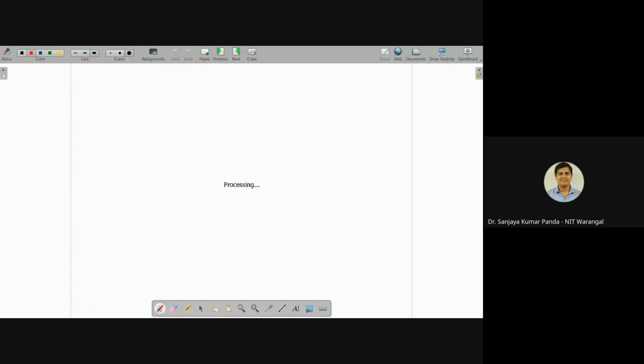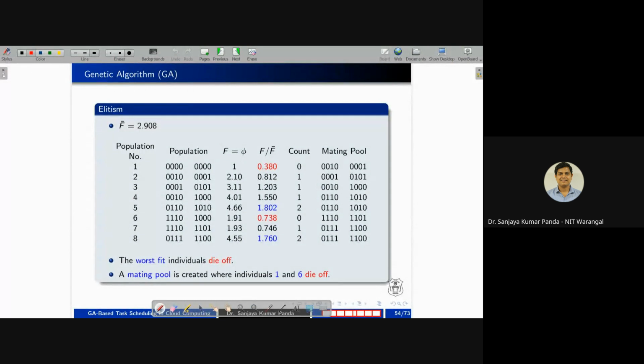So let us take an example. We know the average fitness is 2.908. If I take 8 populations, calculate the fitness and then the average fitness, it is 2.908. If you calculate f divided by f bar, fitness divided by average fitness, you get these values. Looking at them, the lowest value is 0.30380, which means population 1 is below average. 0.738 means population 6 is also below average. And if you go for the higher values, because it is a maximization problem, 1.802 and 1.760 are above average.